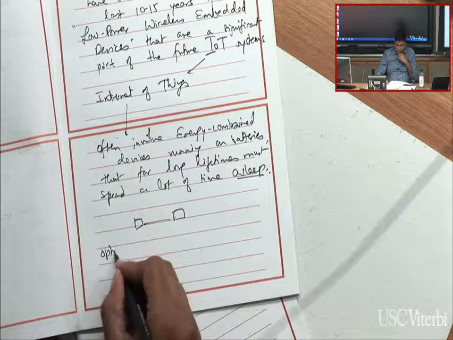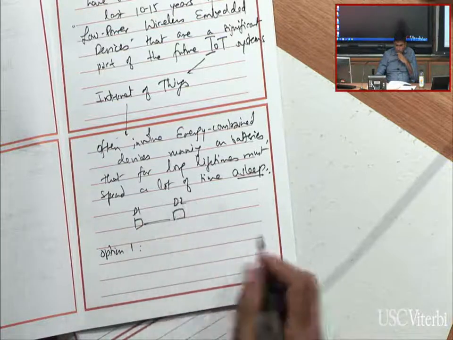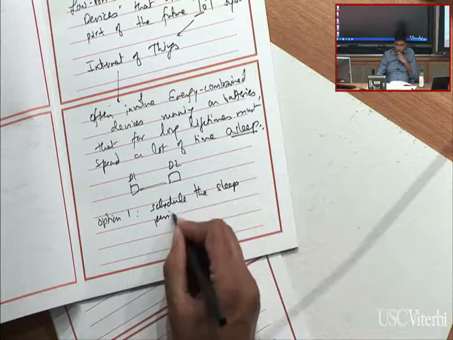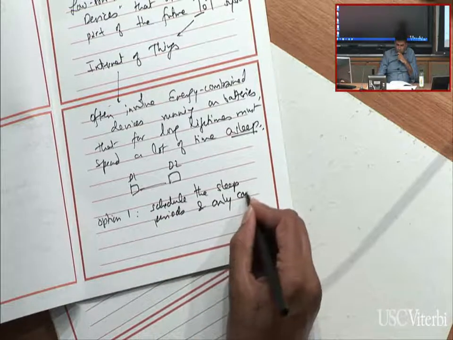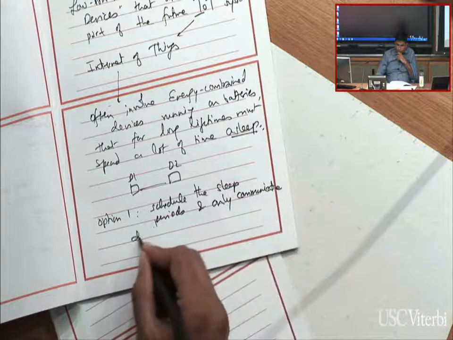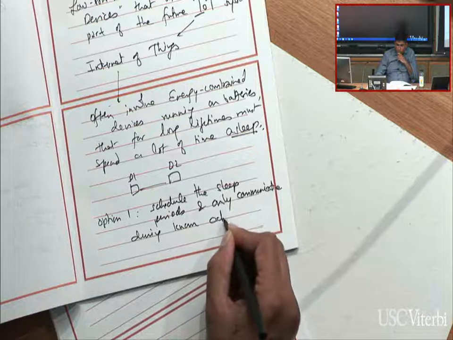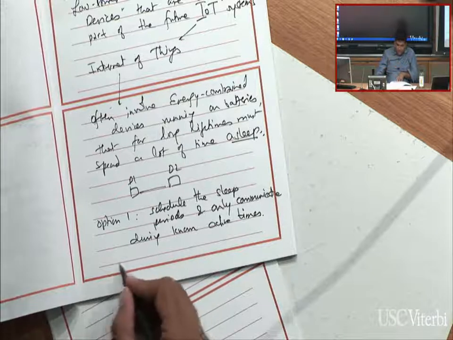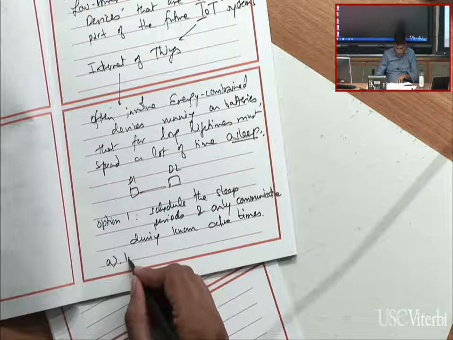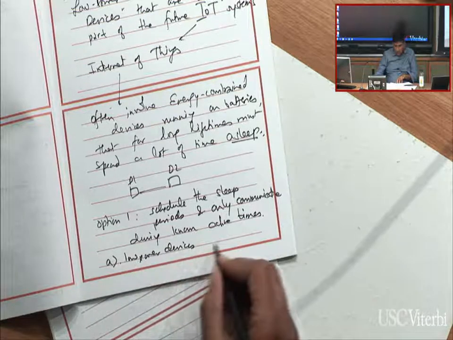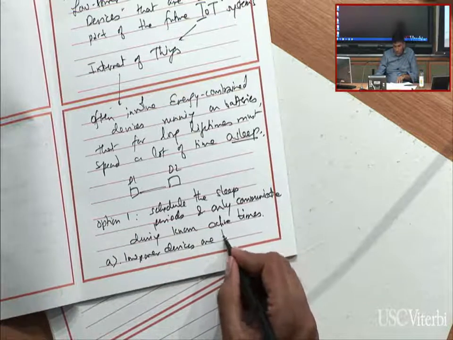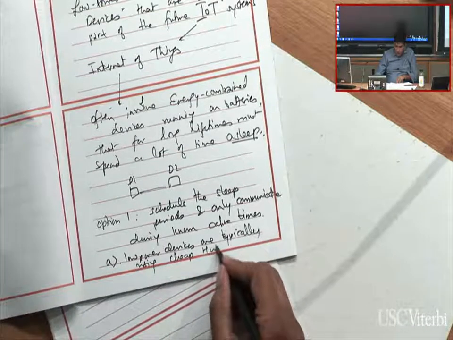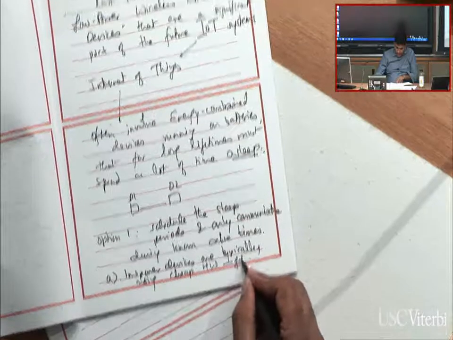Right? So option 1, so here's device 1, device 2. Option 1 would be schedule the sleep periods and only communicate during the known active times. The problem is we can't always do this for two reasons. So problem 1 is that these low power devices, okay, are first of all typically using cheap hardware and will basically get desynchronized very quickly.